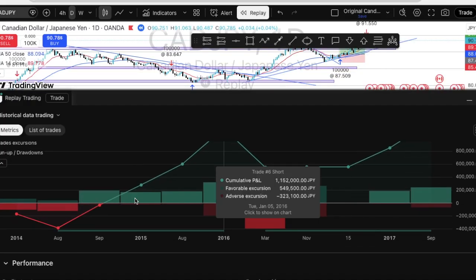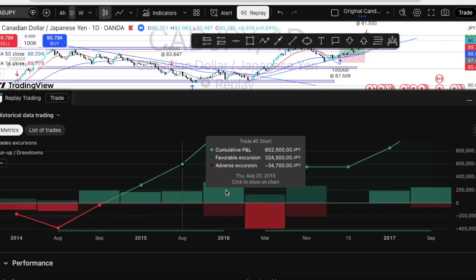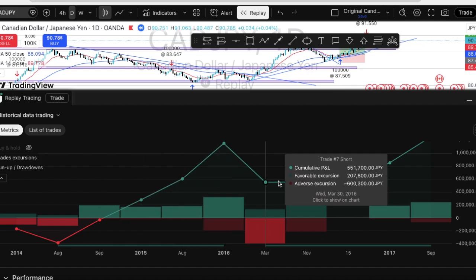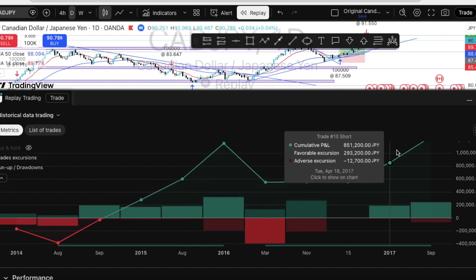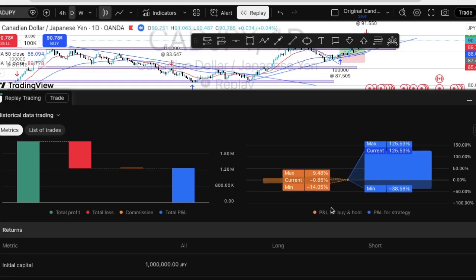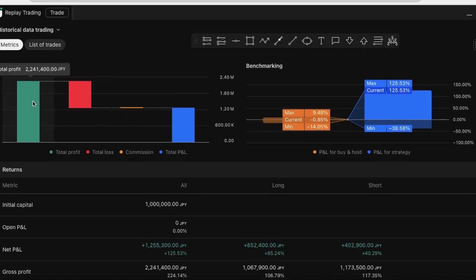Overall, this is what we look like. 1, 2 losses, another win, another win, another win, 1 win, 2 win, 3 win, 4 wins in a row. Like we said, we had a break even. We continue with the win. I love this. I love these stats. Let's look at more of our stats, right? It's showing us our greens here. This is our profit. This is our loss.